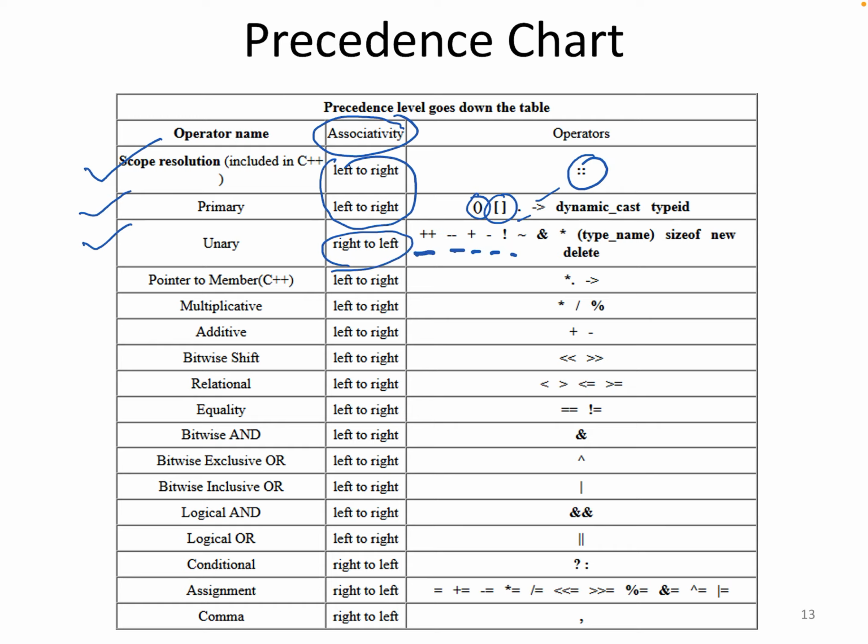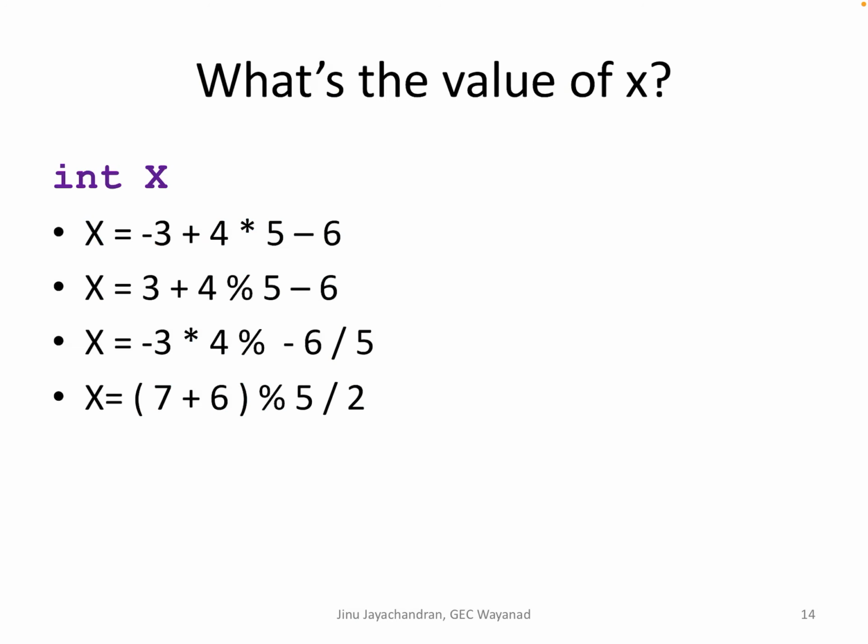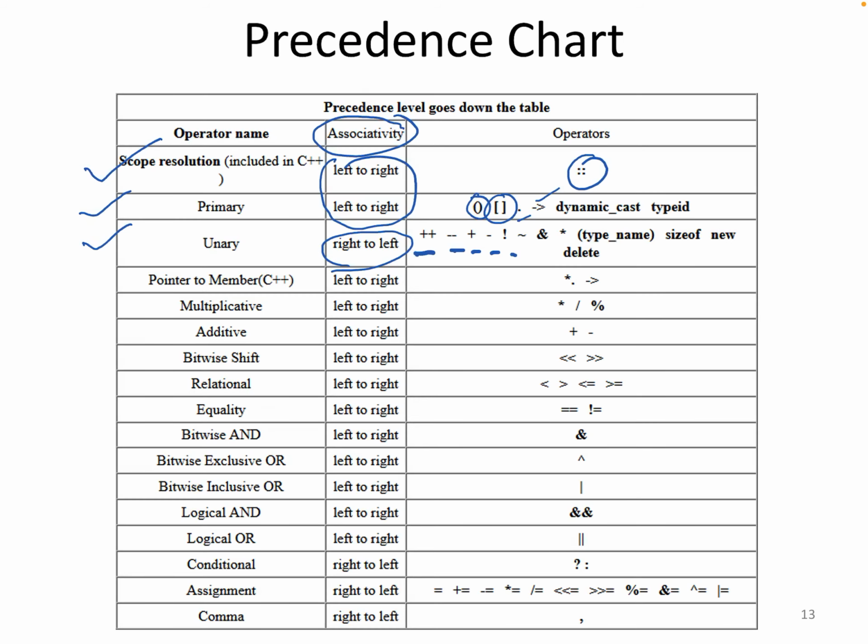What is meant by associativity? It means that if you have all these operators in the same line, 2 into 3 into 4 by 5, you see that multiplication and division have the same precedence. So if such a thing happens, then it will be evaluated from the left, that is left to right. So 2 into 3 will be evaluated, then the result will be multiplied by 4, then the result will be divided by 5. But in the case of unary operators, it will be evaluated from right to left.